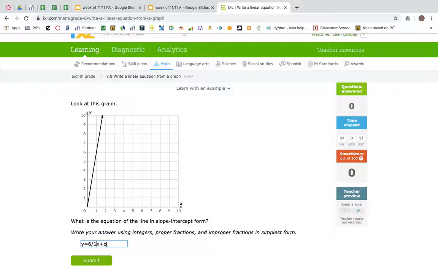Now the y-intercept b is where my line crosses the y-axis. So in this case it is at 0, so I can, instead of b, put in a plus 0. Now, if I submit this answer, it will be marked correct.